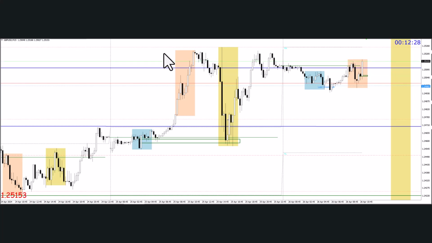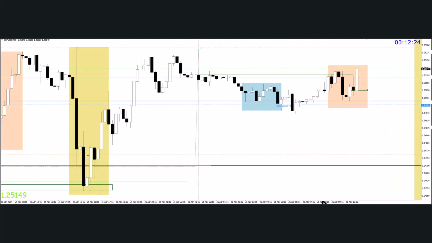In this lesson, I want to talk a little bit about tape reading, how we read the chart, okay? First thing, I want you to see that this is a chart of the pound. Now, what do you see here? You see 3 down candles, right? I love when I see 3 down candles like that.